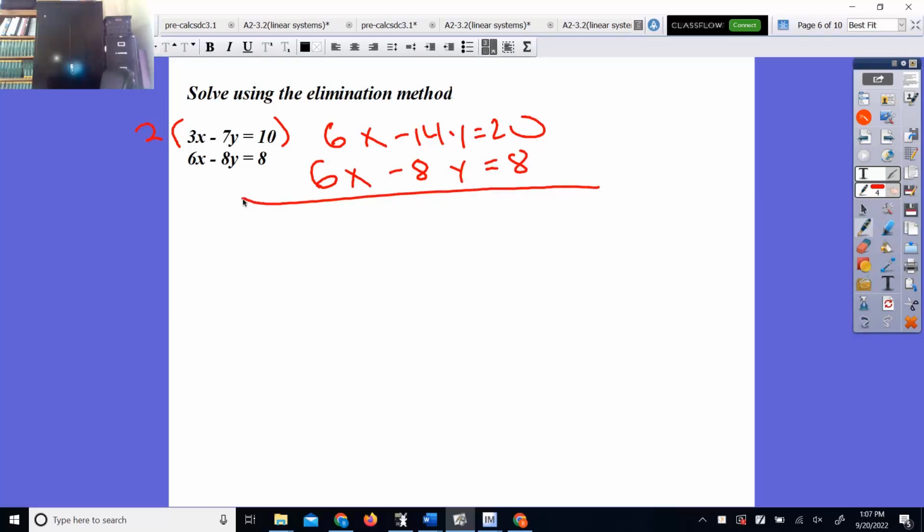Step 2 says you can either add or subtract those things together. What do you want to do? Probably subtract. Because if you subtracted, what would disappear? The x's. Oh. Now, one thing I want to say is, don't be this kid.